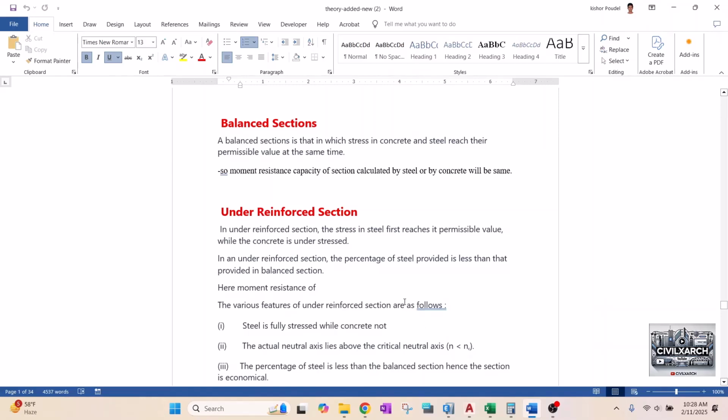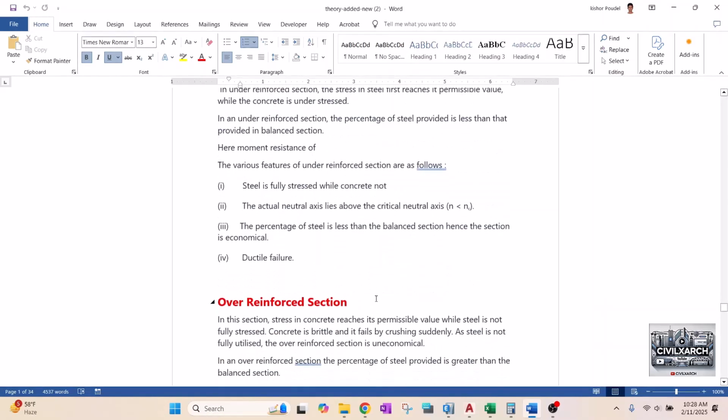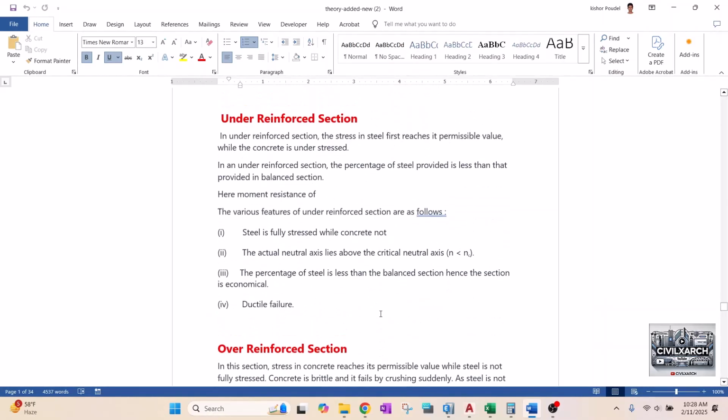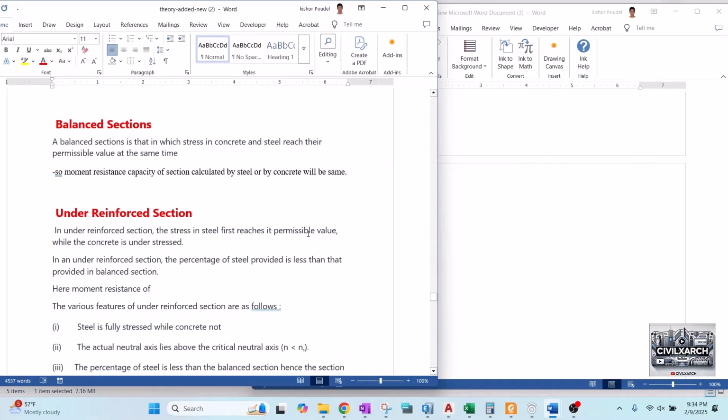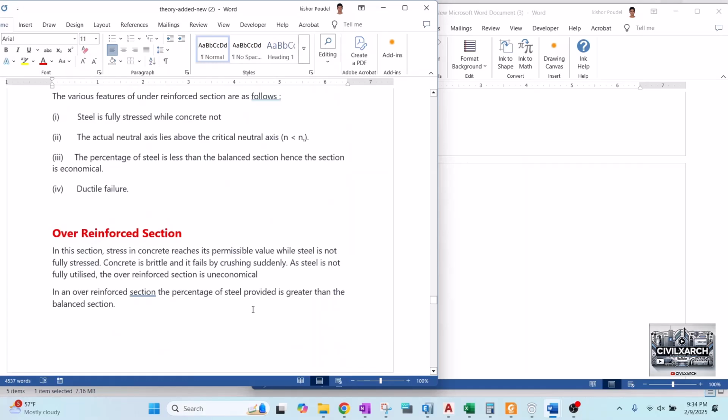So in this lecture, we are going to discuss what a balanced section, an under reinforced section, and an over reinforced section are, and under which condition the section becomes under reinforced, over reinforced, or balanced. So we have three types of section in RC section. These are balanced section, under reinforced section, and over reinforced section.